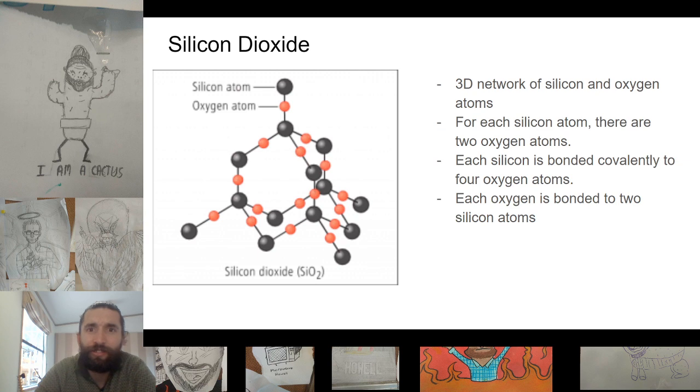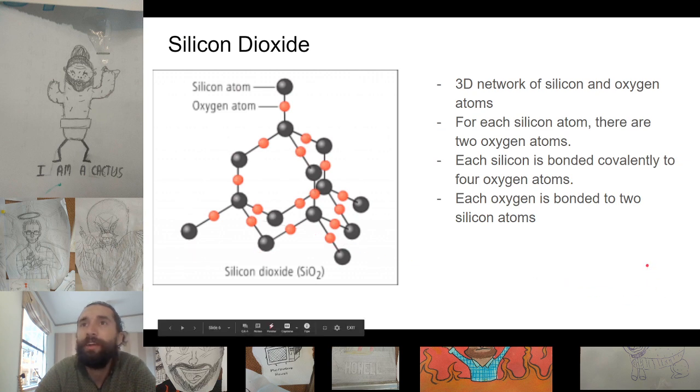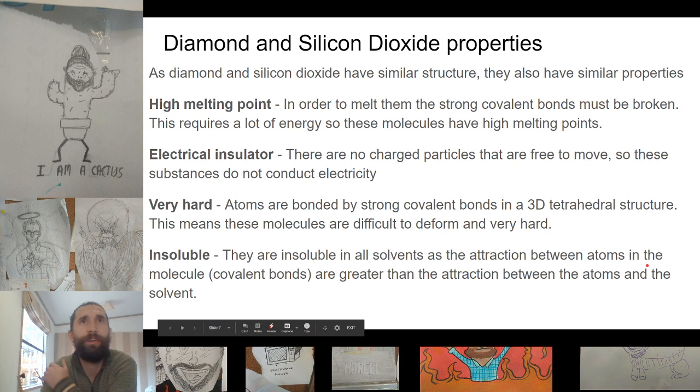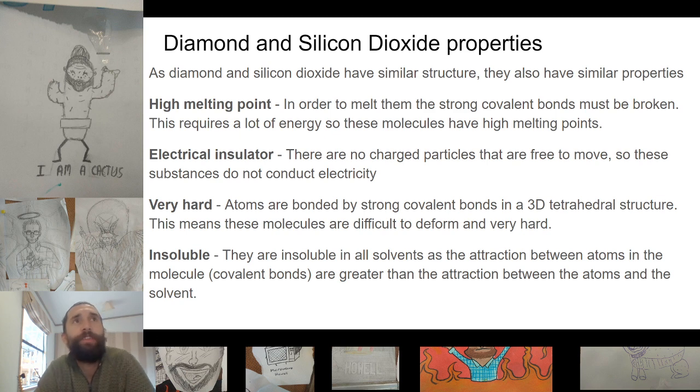So the properties of these diamond and silicon dioxide structures, they have similar properties. They both have very high melting points. In order to melt them, the strong covalent bonds have to be broken, and because they're strong, it requires a lot of energy, so they have high melting points. They are electrical insulators, which is the opposite of a conductor, so they don't have any free moving charged particles. There's no free electron to carry a charge, so it does not conduct electricity.